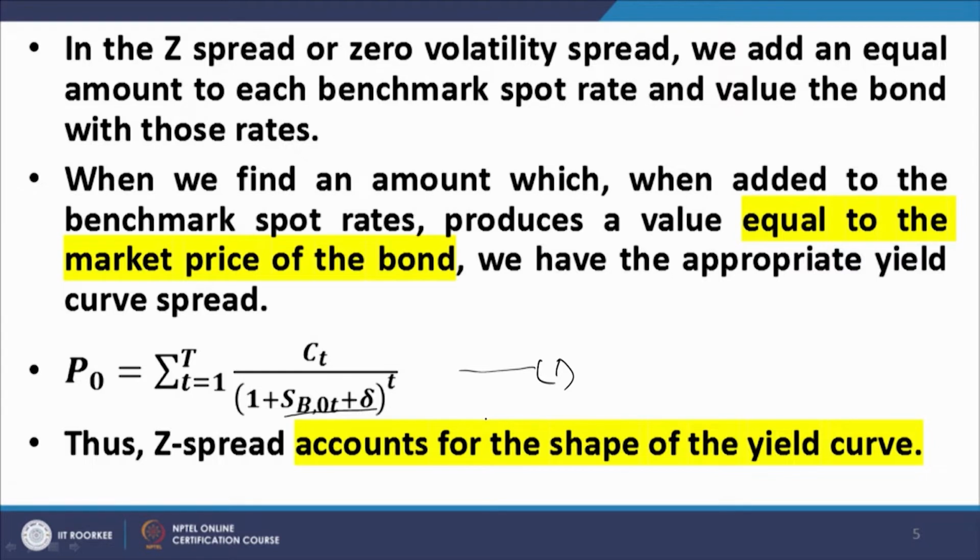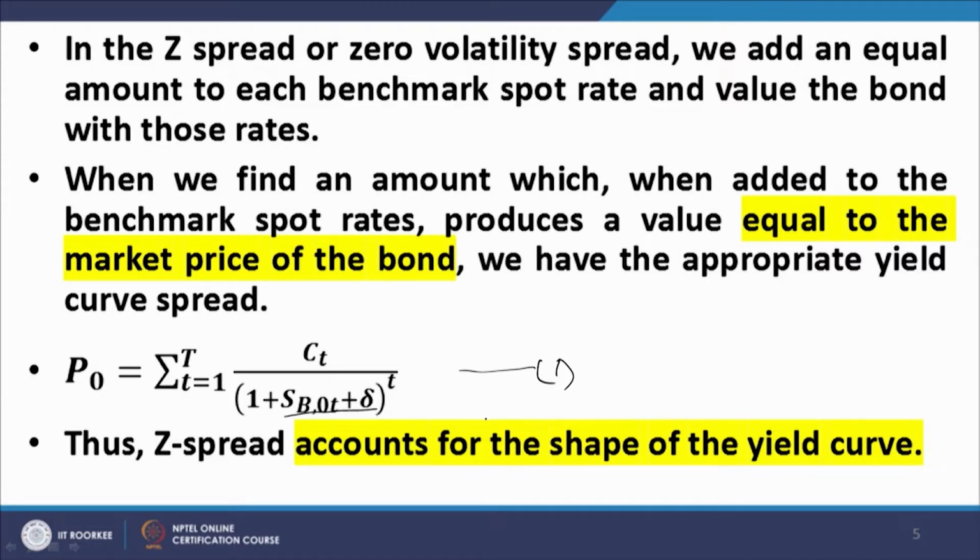S_B0T is the benchmark spot rate corresponding to a maturity of T, where T runs from 1 to capital T over the life of the instrument, and we use it to discount the respective cash flows. We take each benchmark spot rate and value the bond with those rates. When we find that value, how do we find the value of delta?